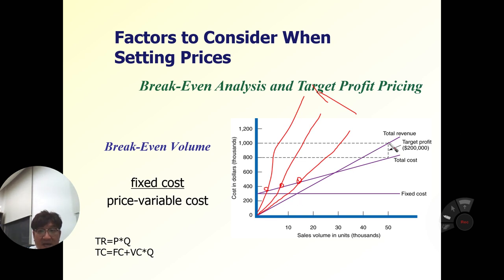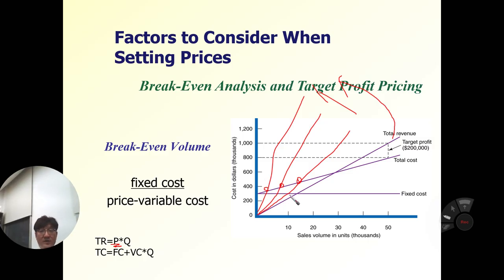What is the meaning of moving the total revenue curve in this way with the same intercept? The intercept has got to be 0, right? Yes, you are increasing the slope. Increasing the slope of the total revenue line means increasing the price. If you increase the price, or decrease your fixed cost, or decrease your variable cost, then you will have a smaller break-even point.